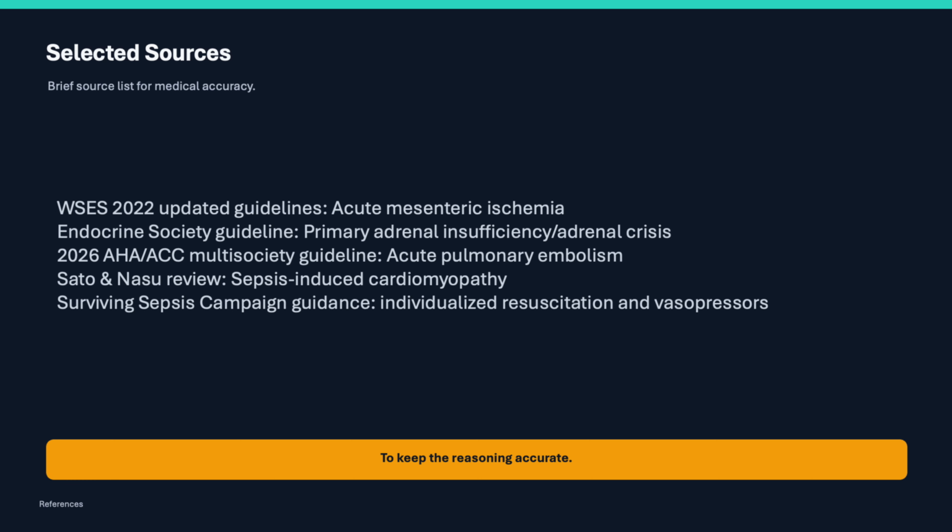Across these 5 cases, my biggest lesson was this: do not merely ask what disease this patient has. Ask what is killing this patient now, what physiology explains it, and what decision changes the outcome. This was Clinical Thinking Lab episode 6. 5 cases, 5 decisions, and one reusable framework. Threat, physiology, action, reassess, update.